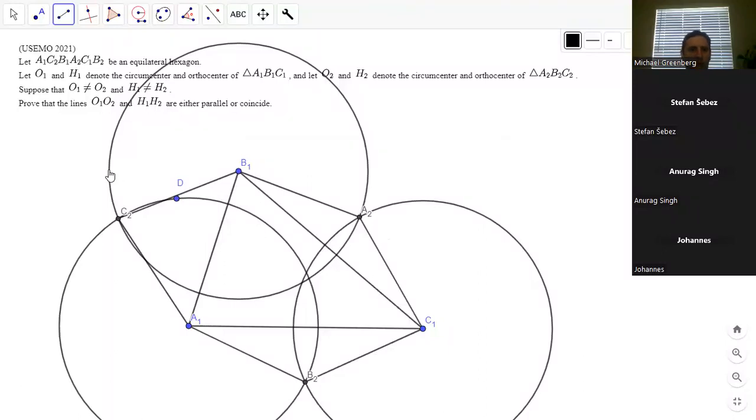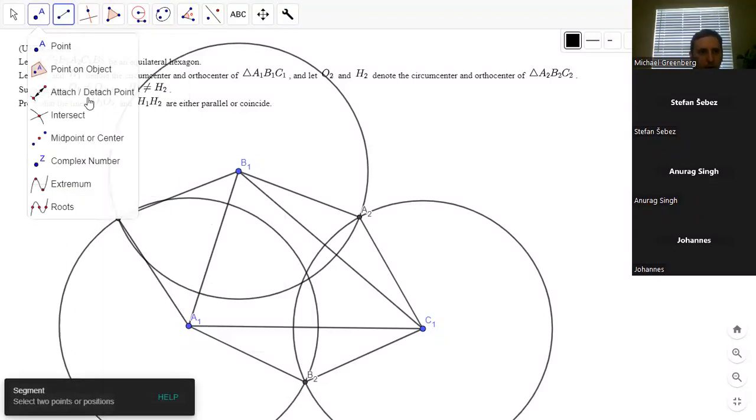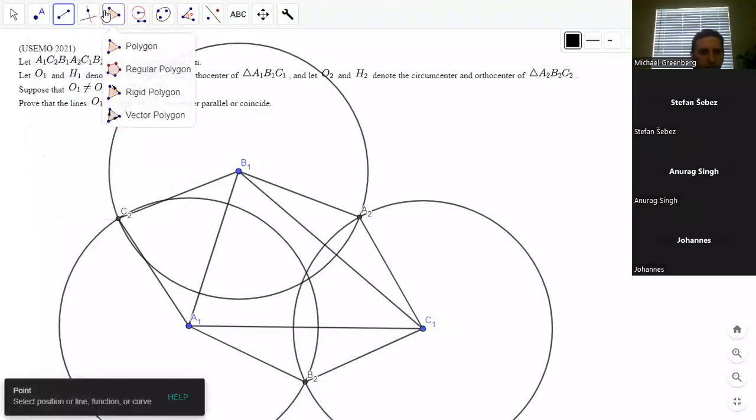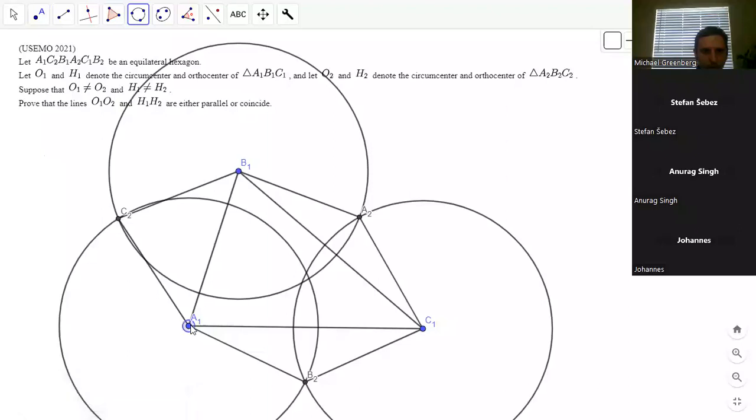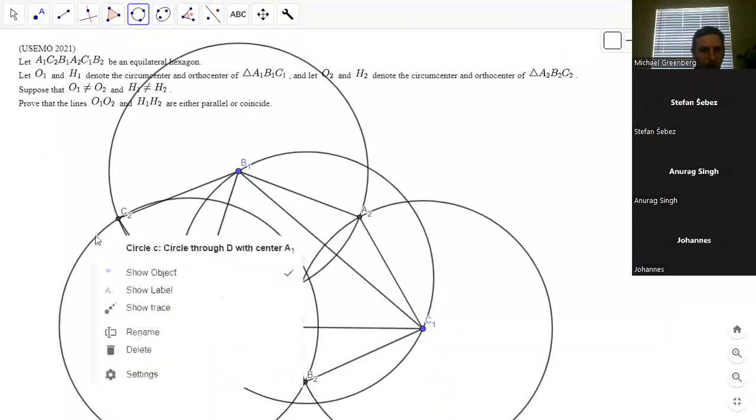Okay, so let me hide that point. So O1 is the circumcenter of A1, B1, C1. Okay, so O1 and H1. And then we draw O2 and H2. So let me hide these circles.